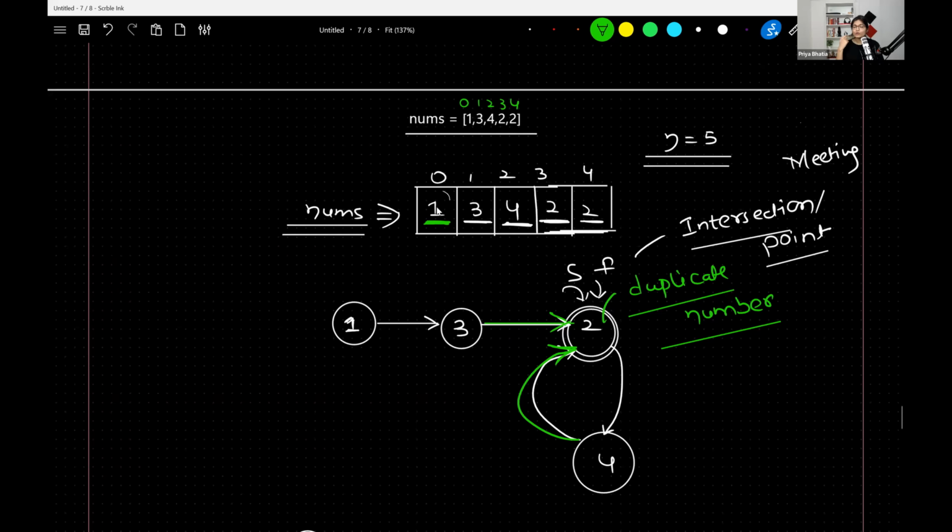Now, you are doing a movement of slow by 1 step, fast by 2 steps. Means in the first iteration, you want your slow pointer to move to 3 and your fast pointer to move to 2. Am I saying it correctly? In the very first iteration, how will you get this number?